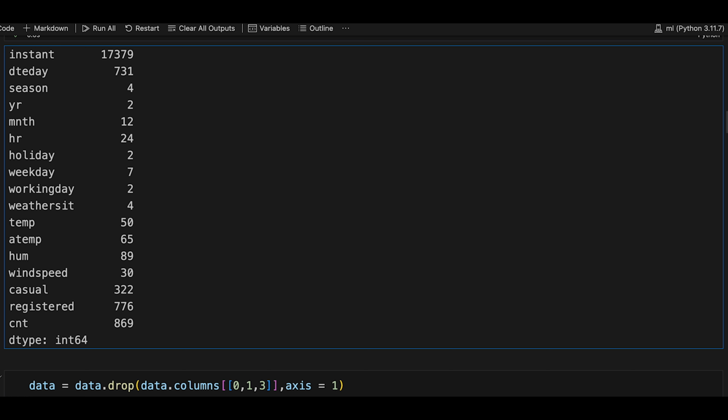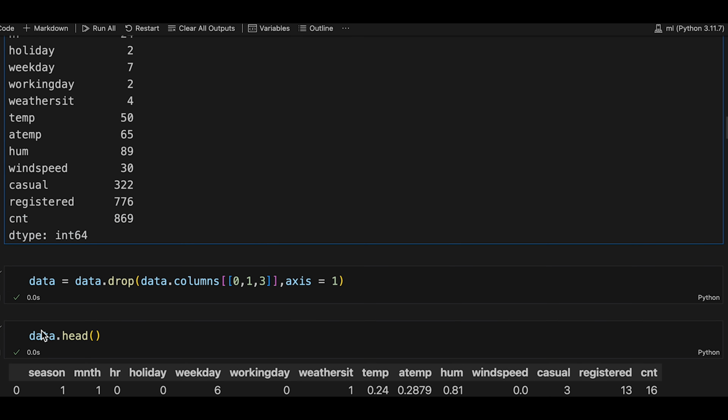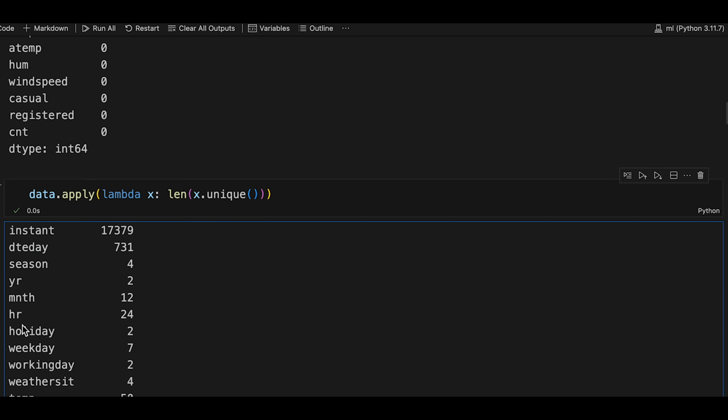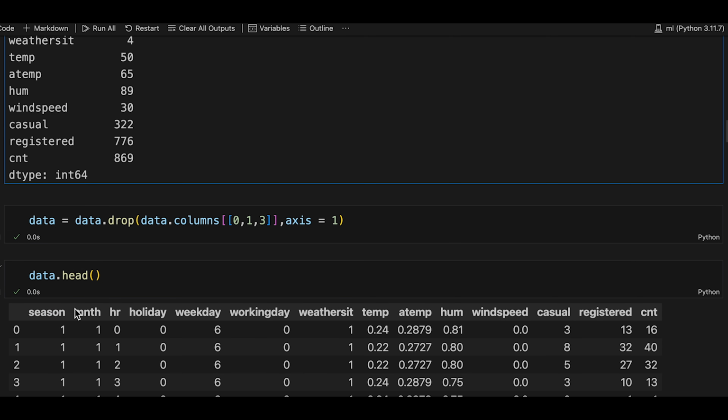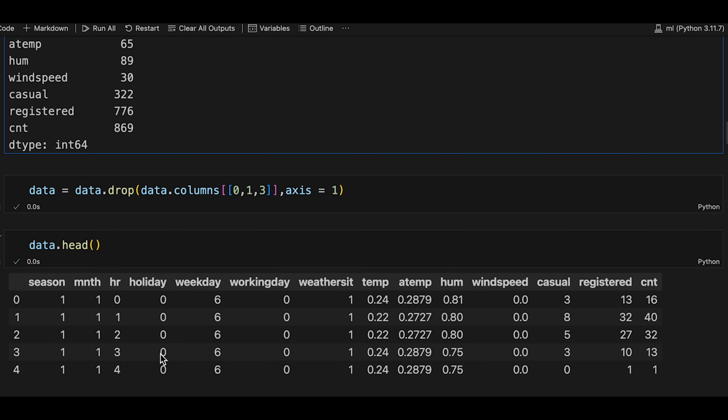So we are dropping all these 3 columns, and as we want to drop columns, we need to keep axis equal to 1. So now in data, we will not have those 3 columns, that is instant, date day and year. So if you observe, there is no instant, date day and year, and these are the columns that are available with us. Okay. So now let's take out the categorical features that we have.